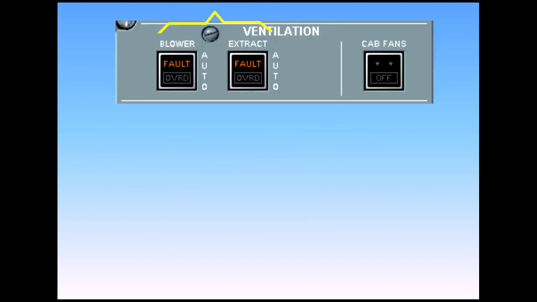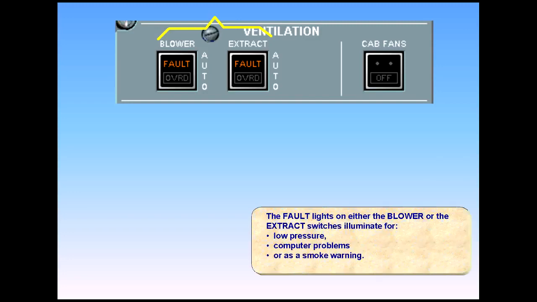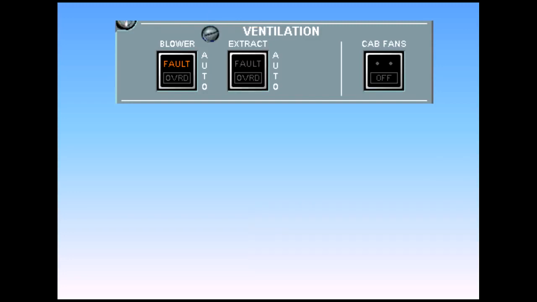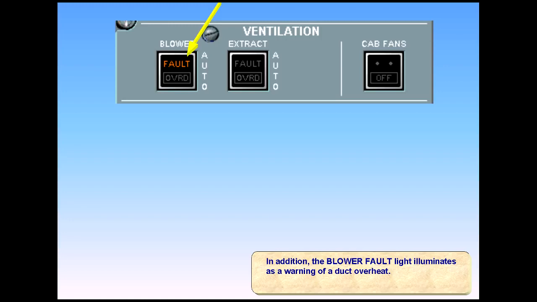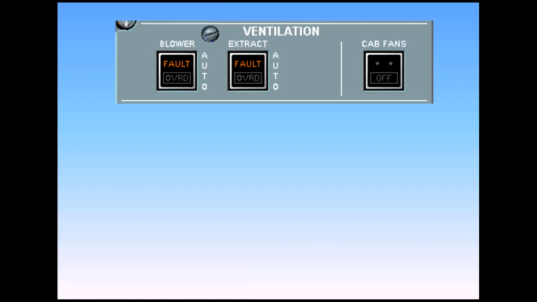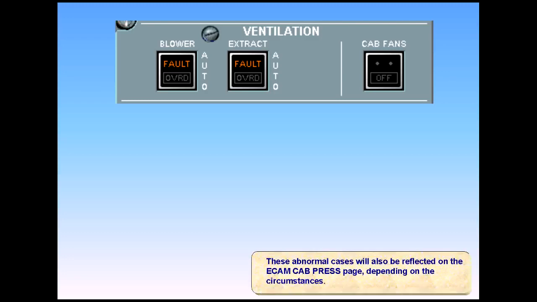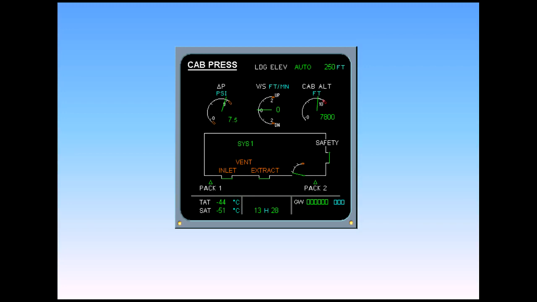The fault lights on either the blower or the extract switches illuminate for low pressure, computer problems, or as a smoke warning. In addition, the blower fault light illuminates as a warning of a duct overheat. These abnormal cases will also be reflected on the ECAM cabin pressure page, depending on the circumstances. In the example shown, both the inlet and extract indications have changed to amber. Since this is a fault with the ventilation system, the vent indication also changes to amber.